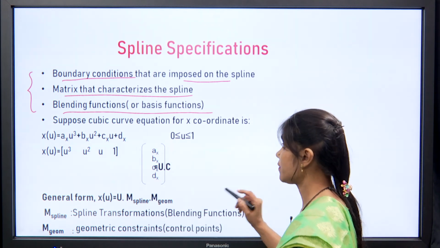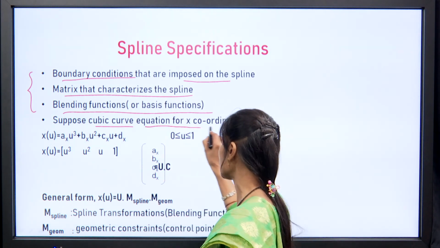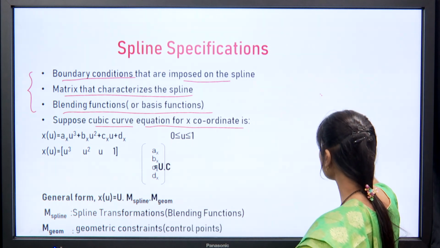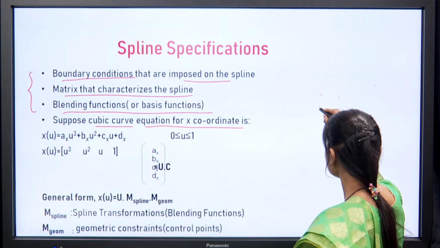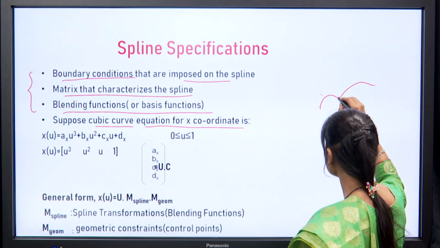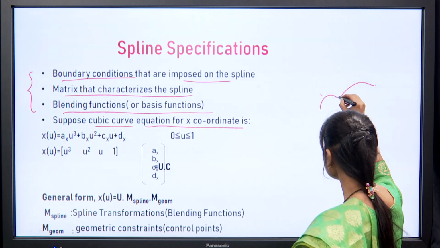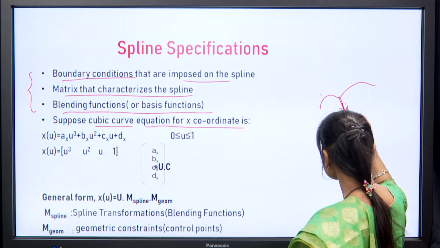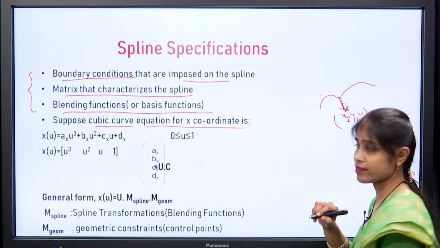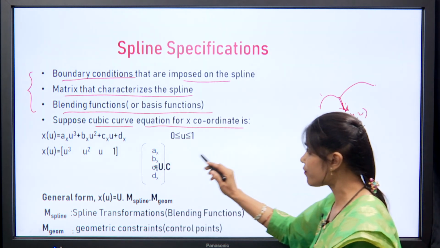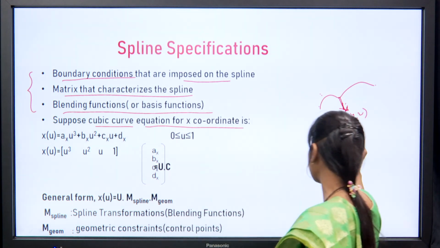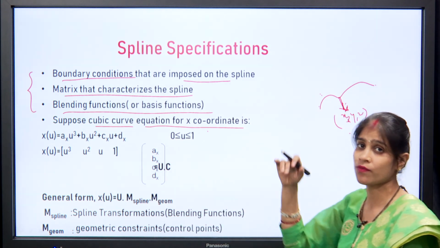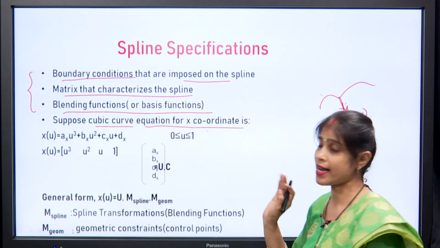First, suppose we have a cubic curve equation for the x coordinate. I have already told you that if you have points like this, these points are joined. Suppose this is a point, which you call a coordinate or a control point. This point has x, y, z coordinates. So you have to define the cubic curve for all three, that is x, y and z. Here we have taken only the x coordinate, and similarly for the y coordinate and the z coordinate.